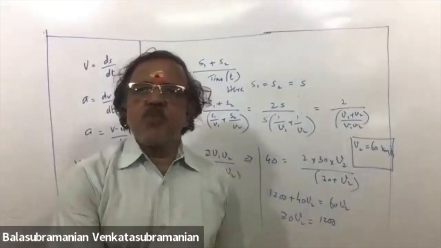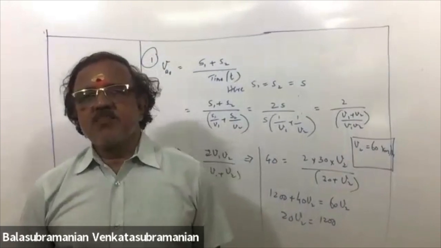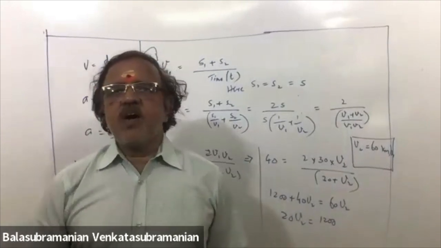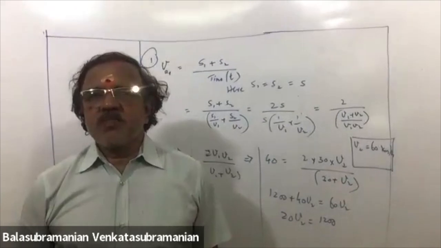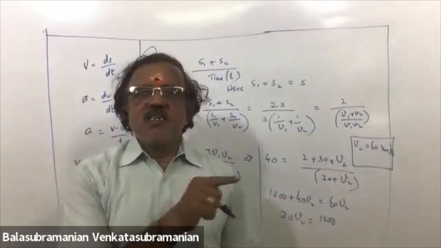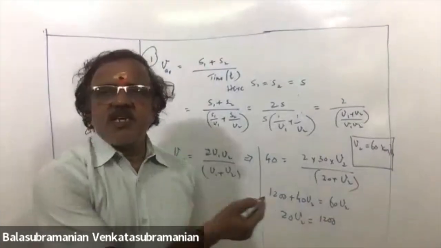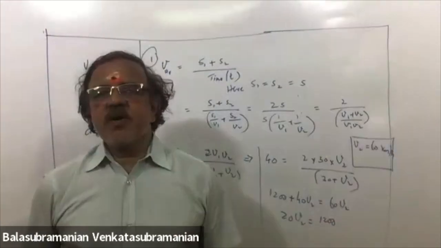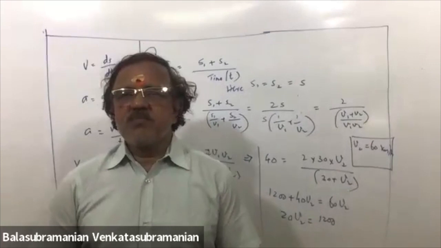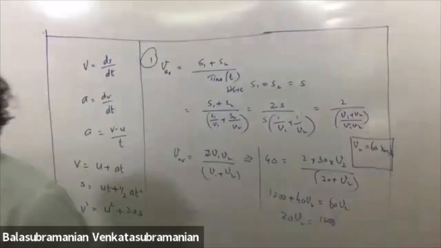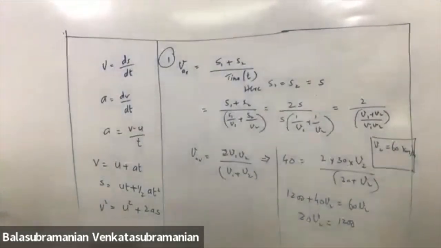First, the body is moving with 30 kilometers per hour. Average speed is 40 kilometers per hour, given. Therefore, what is the velocity of the next 30 kilometers? That is the question. That answer is 60 kilometers per hour, the V2 value. Okay. Next, second problem.